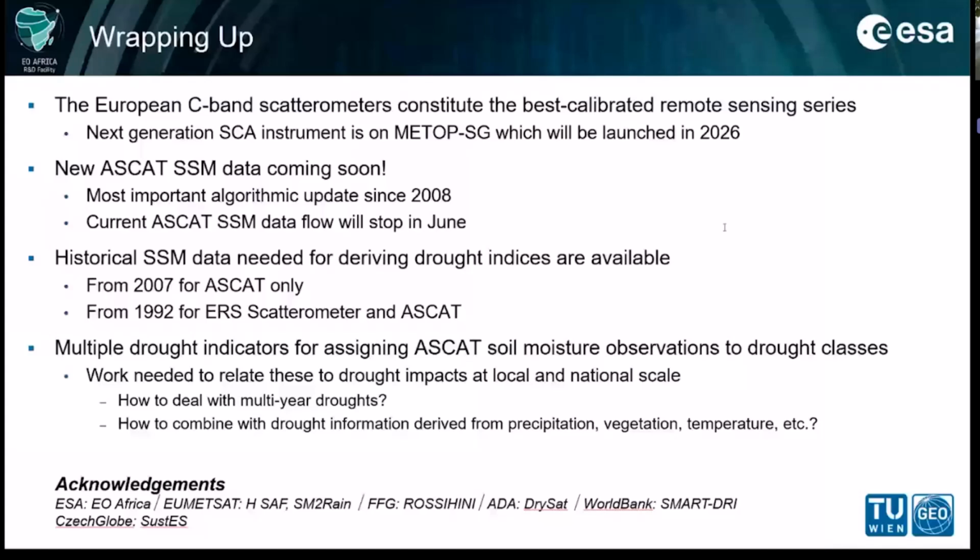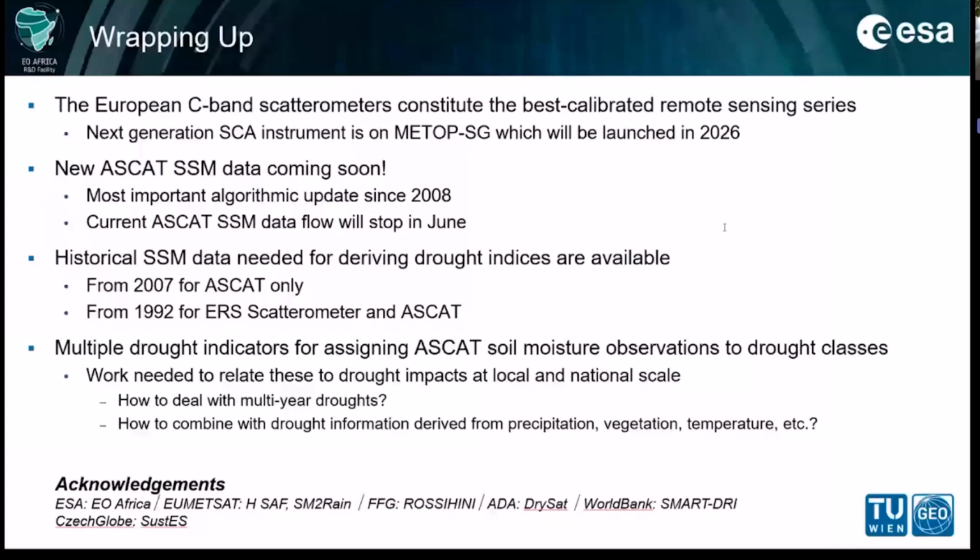The other important feature is this new ASCAT soil moisture data stream is coming very, very soon. So in May or June, it should be ready. It basically now waits for the official approval by the EUMETSAT H SAF. And again, it's the most important algorithmic update. So in case you have still worked with the old data, please expect there's going to be a major change to the product, so that you need to adapt your processing algorithms and procedures to the new data set.